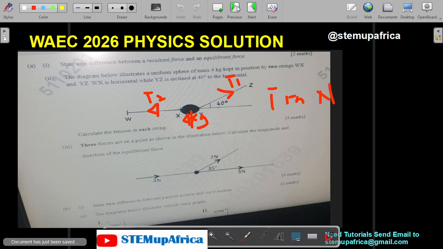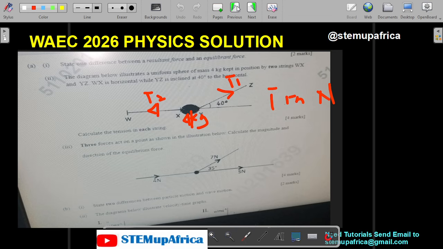Now, question Roman 3. It says three forces act at the point as shown in the illustration below. Calculate the magnitude and direction of the equilibrium force. The equilibrium force here is tantamount to our horizontal force. So how do we find it?